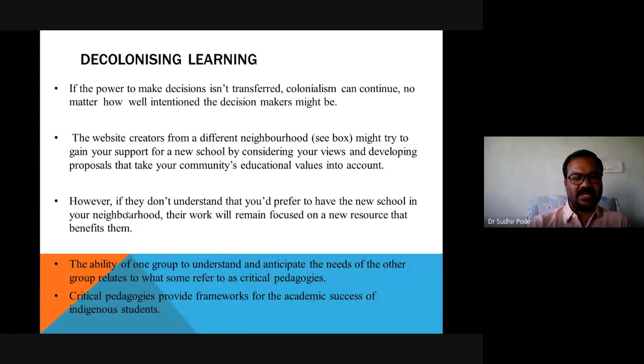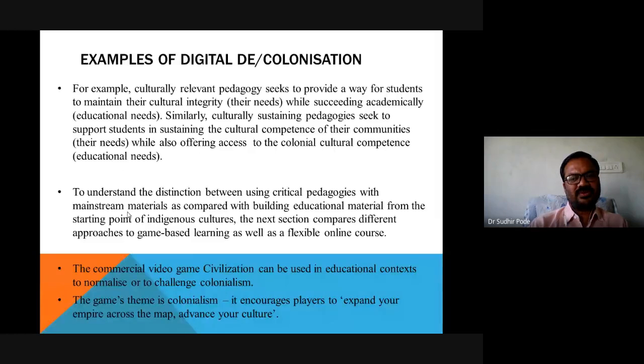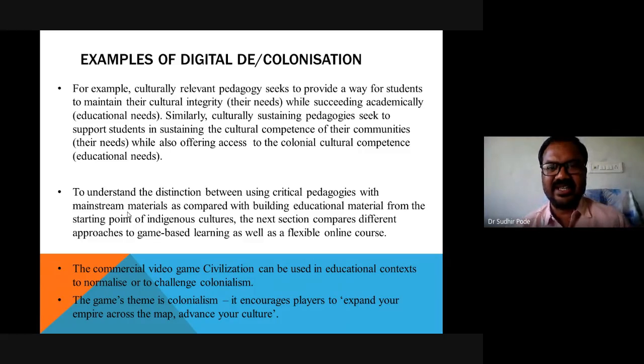The ability of one group to understand and anticipate the needs of the other group relates to what some refer to as critical pedagogies. Critical pedagogy provides frameworks for the academic success of indigenous students. For example, culturally relevant pedagogy seeks to provide a way for students to maintain their cultural integrity while succeeding academically.